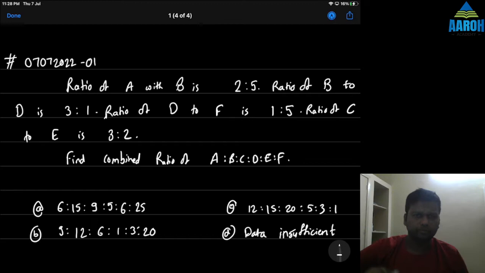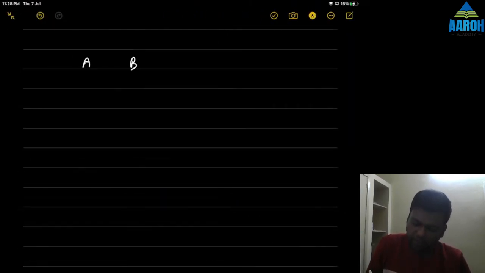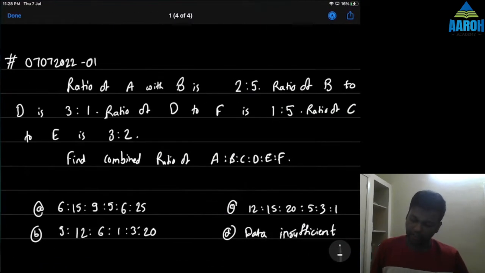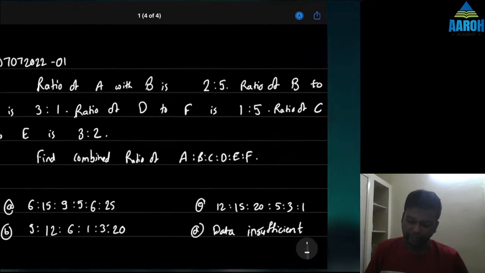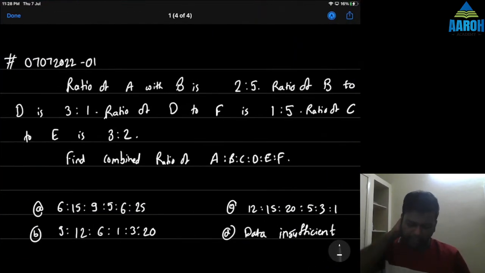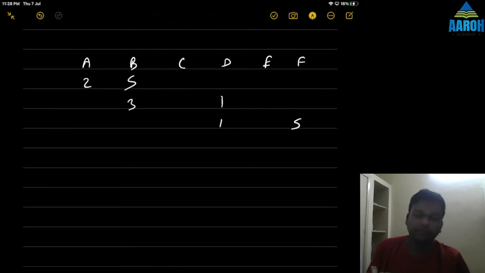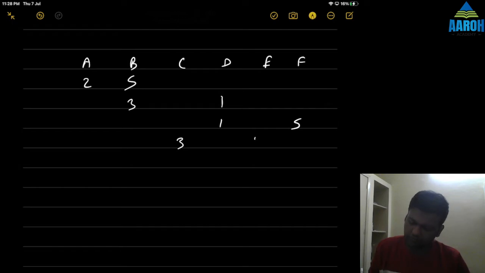Okay, fine. Let's start. Ratio of A with B is something, ratio of B to C is, B to D is something. So it is a continued ratio question. So let's form a table like this. First A, B, C, D till what? E, F, right? Now what have they given? A to B is 2 is to 5, okay. Then B to D is 3 is to 1, so 3 is to 1. Next is D to F is 1 is to 5, so 1 is to 5. Next is C to E is 3 is to 2, so 3 is to 2.